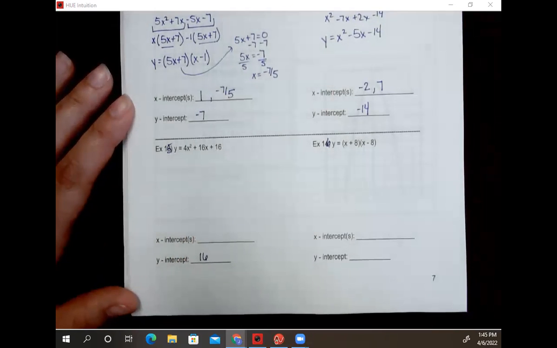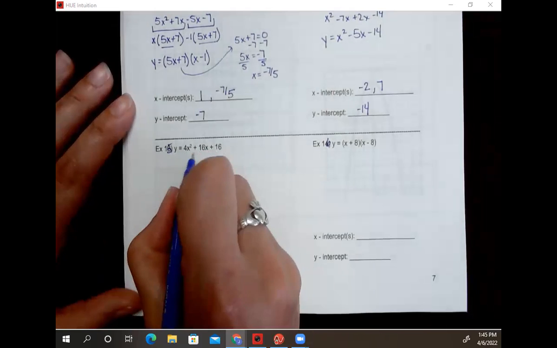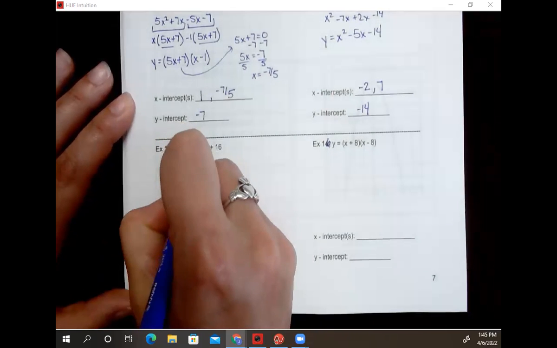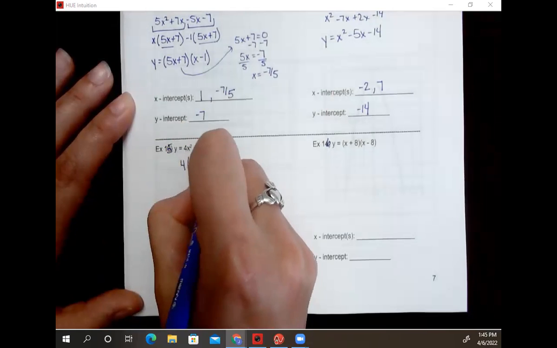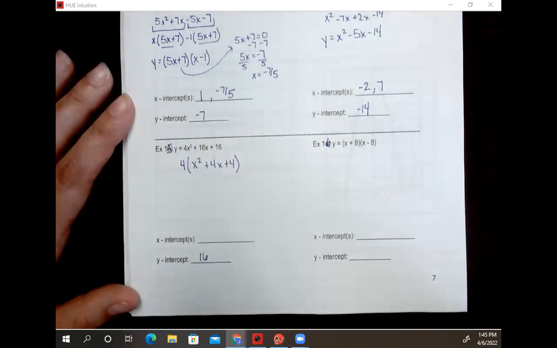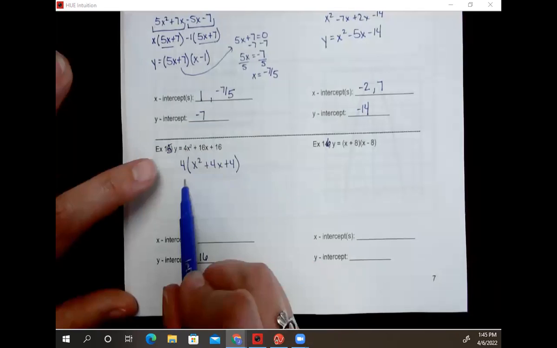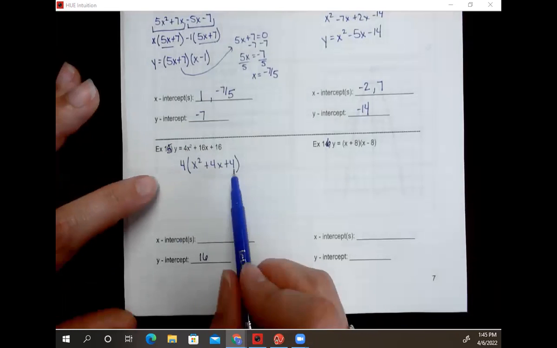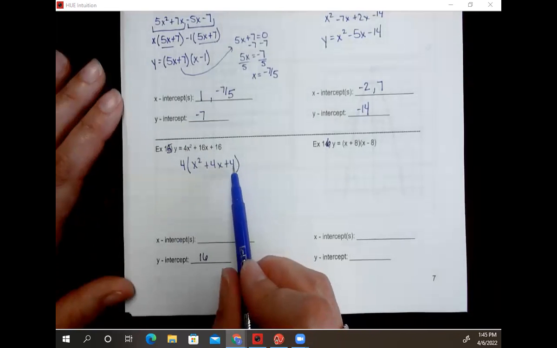To find the x-intercept, we're going to factor. We do have a GCF of 4 here, so I can pull that out. That would leave me with x squared plus 4x plus 4. Some confusion I've seen before: do I pull the GCF out, and then my y-intercept is that number?